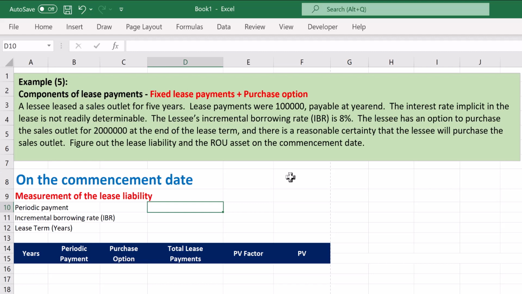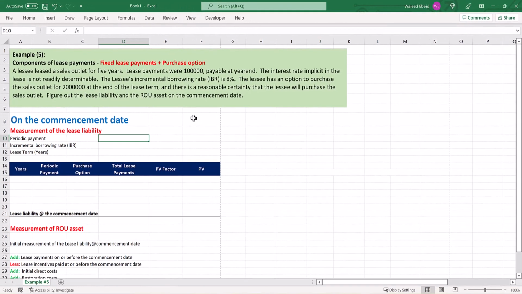Here in this lease example, the lease payments include fixed lease payments in addition to a purchase option to purchase the sales outlet at the end of the lease term. Here, the annual payment is $100,000, 8% is the lessee's incremental borrowing rate, and the lease term is 5 years. The years of the lease term are in the first column, and in the second column, the annual payments, $100,000, which are the fixed lease payments that are payable at the end of each year for 5 years.